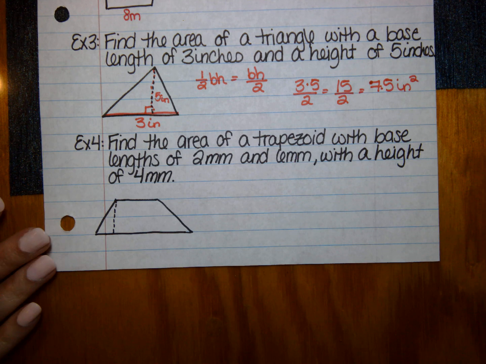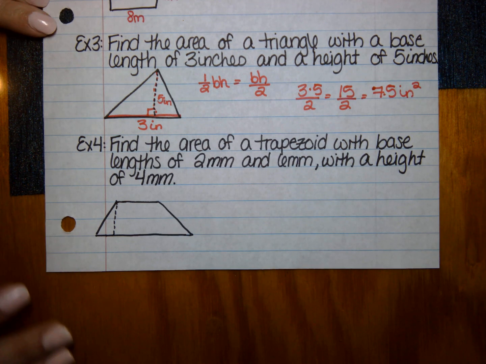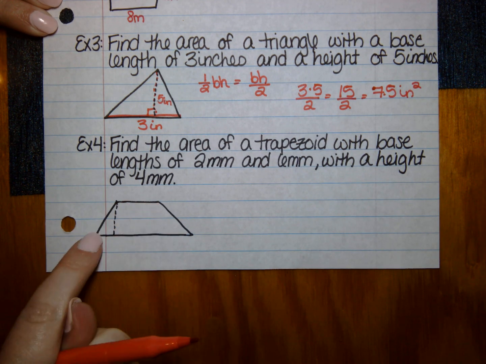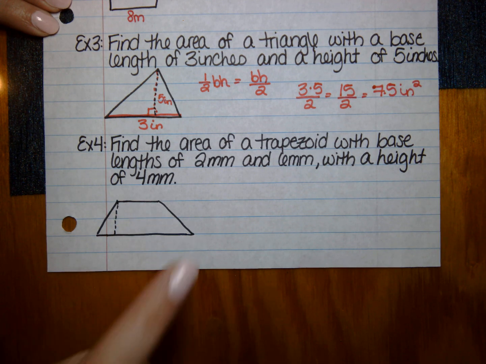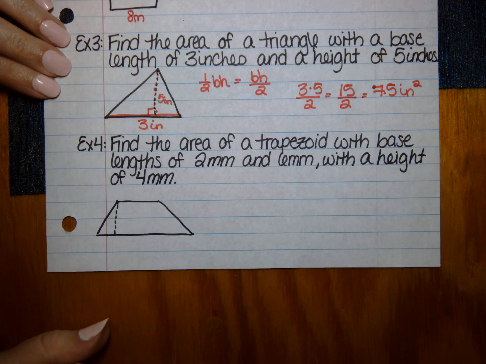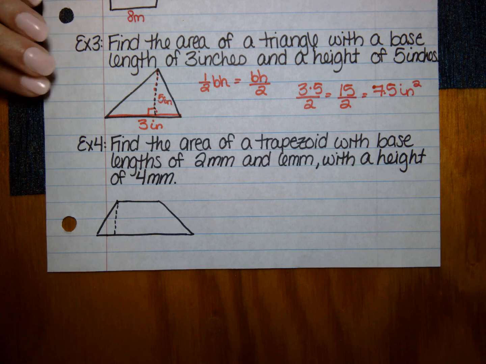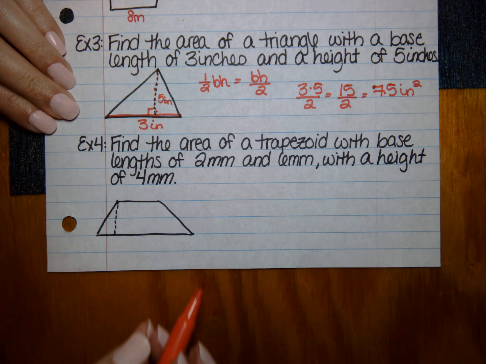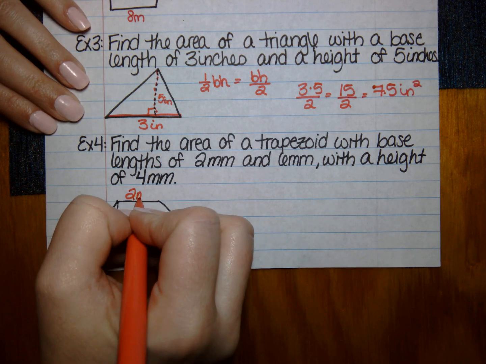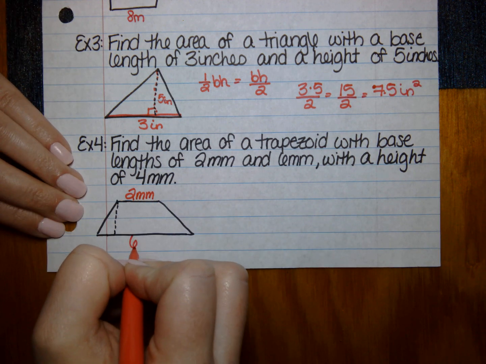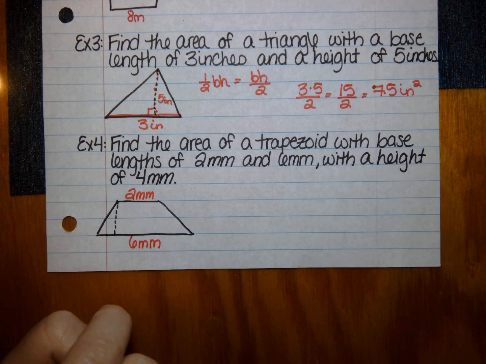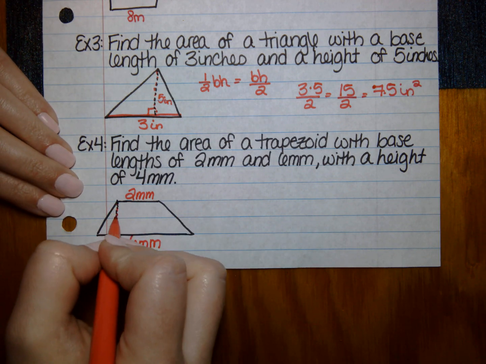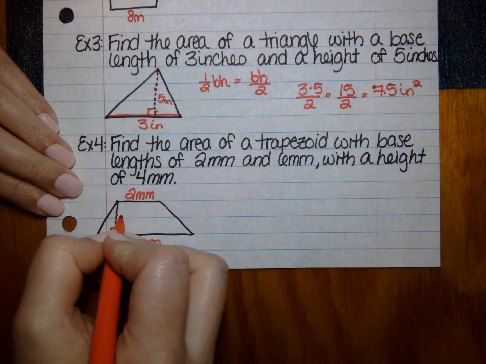For example 4, you can see here that we have a trapezoid. So we have a set of parallel lines, not of equal length, connected by 2 diagonal sides. So to find the area of a trapezoid with a base length of 2 millimeters and 6 millimeters, those are your parallel lines, they're the parallel lines that are not of equal length, with a height of 4. As you can see again, we have this dashed line, it forms a right angle.